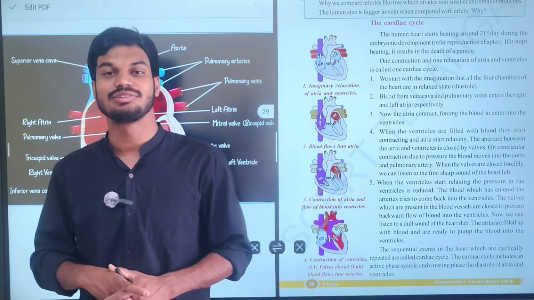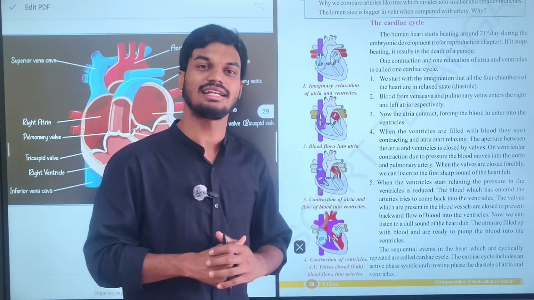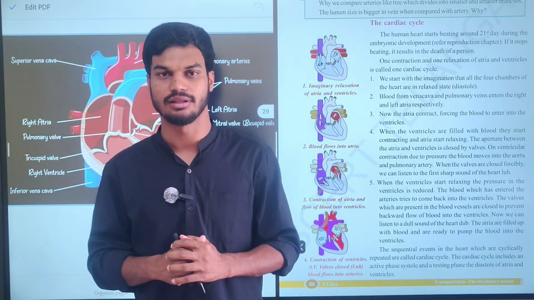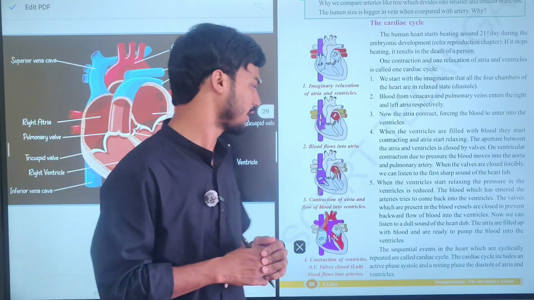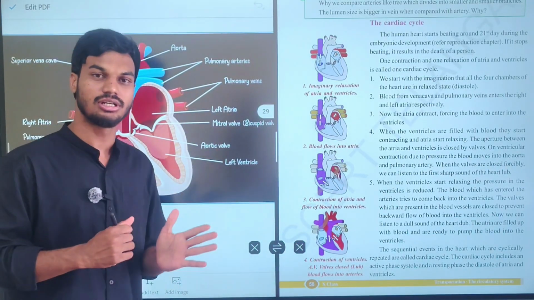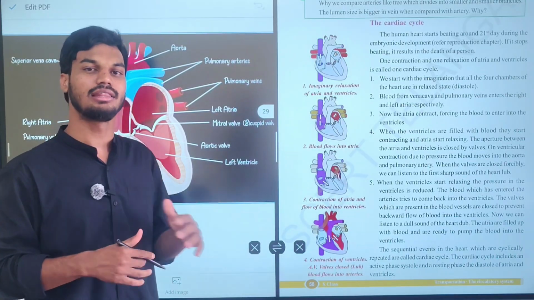In the previous class, we saw the structure and function of the heart, and how the oxygenated blood and deoxygenated blood are transported through the arteries and veins. We saw the structure and function in detail in the last class.